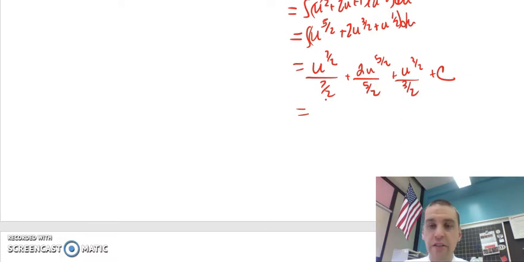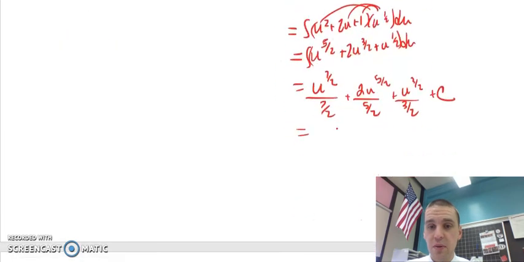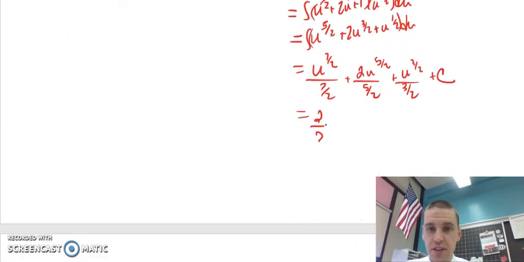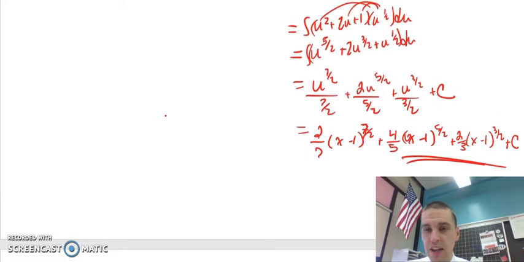And we'll now know that we have to plug u back in. We said u was x minus 1. So now we'll get 2/7 (x minus 1) to the 7/2 plus 4/5, 2 times 2 is 4, that's where I got that, (x minus 1) to the 5/2 plus 2/3 (x minus 1) to the 3/2 plus c. So you can pause it if you need to look at it. These are x minus 1s inside.